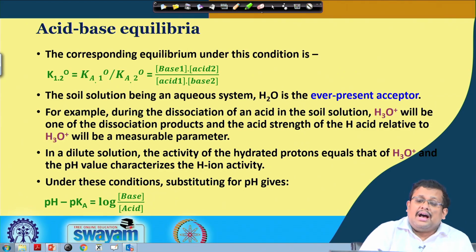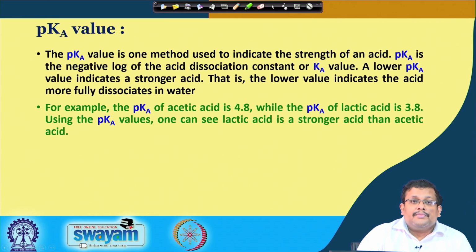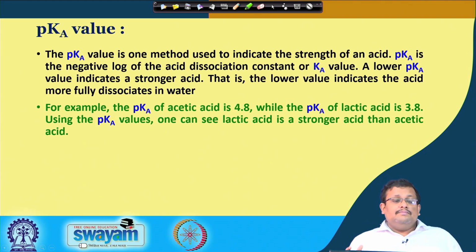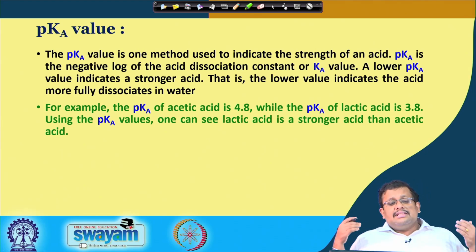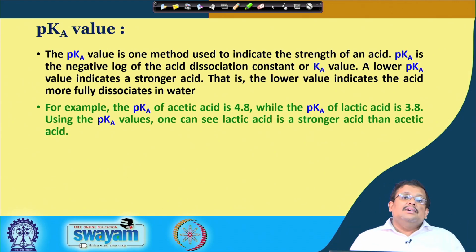Now, you may ask, okay, sir, what is the pKa value? To define it, the pKa value is one method which is used to indicate the strength of an acid. Remember that pKa is the negative log of the acid dissociation constant, or Ka value. So, if you consider the acid dissociation constant Ka, then the negative logarithm of it is basically the pKa value.